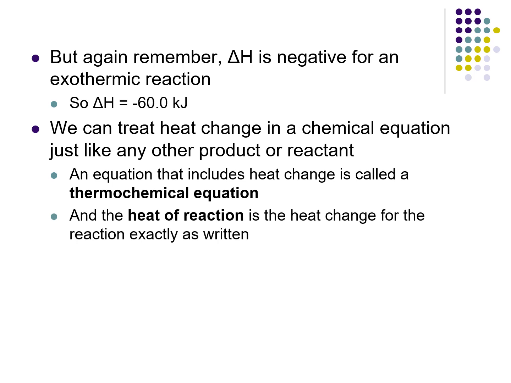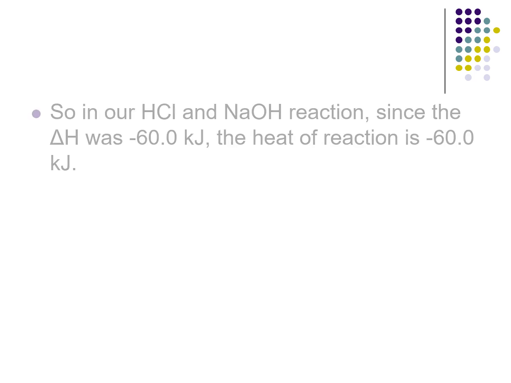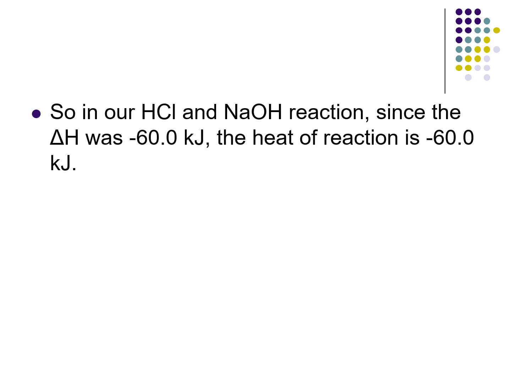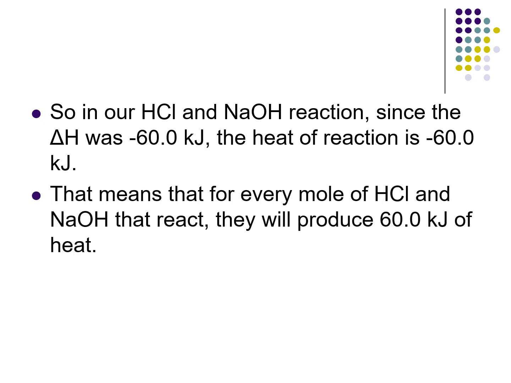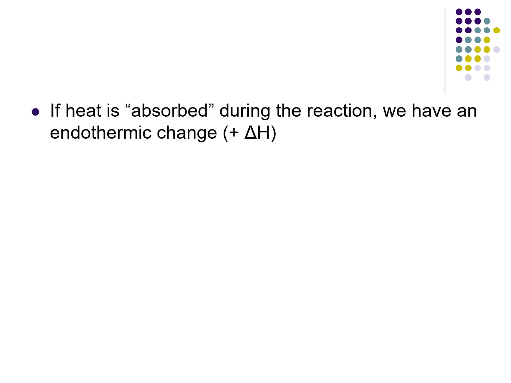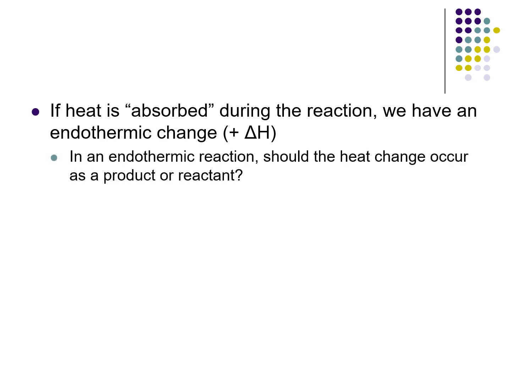Now again, there's also a term heat of reaction. It's simply the heat change for the reaction as written. There's lots and lots of different types of heat of whatevers, and they're almost always the heat change for 1 mole of whatever. So for that particular reaction, the delta H was negative 60 kilojoules, so the heat of reaction was negative 60 kilojoules. That means for every mole of HCl and every mole of NaOH that react, they'll produce 60 kilojoules of heat.